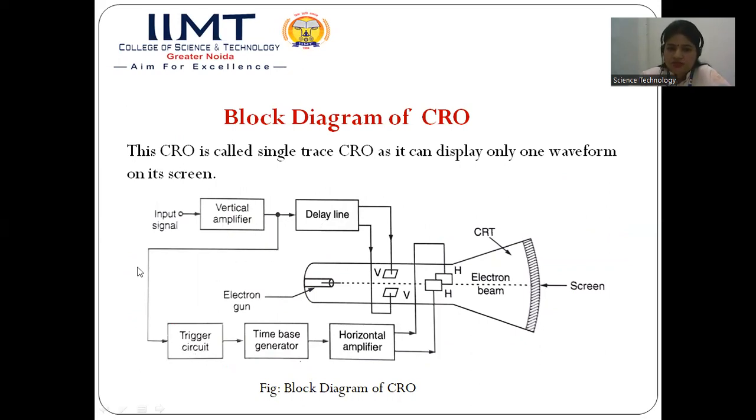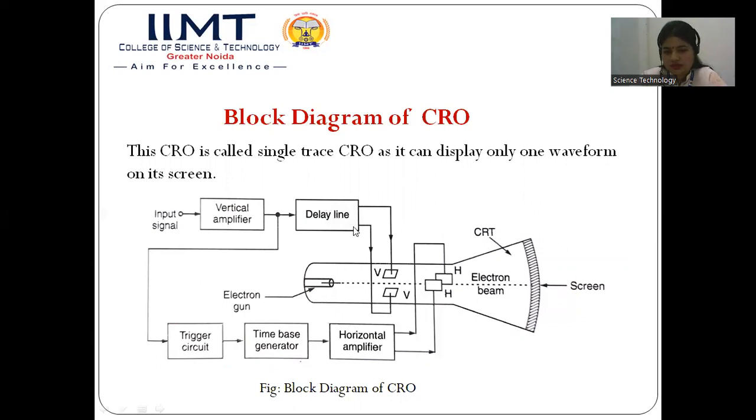So this output which goes to the trigger circuit is further connected to the time-based generator. The trigger circuit basically triggers this time-based generator to get the sweep waveform or the sweep voltage. So the function of this trigger circuit is to trigger this time-based generator. Second, we will discuss the delay line.